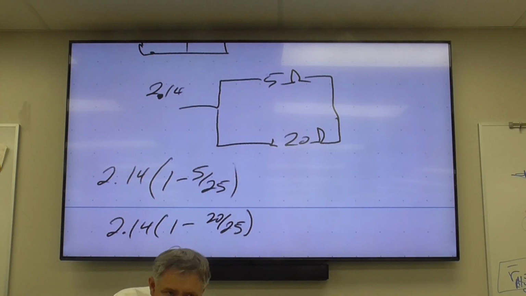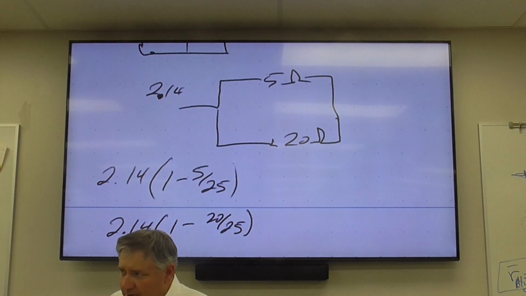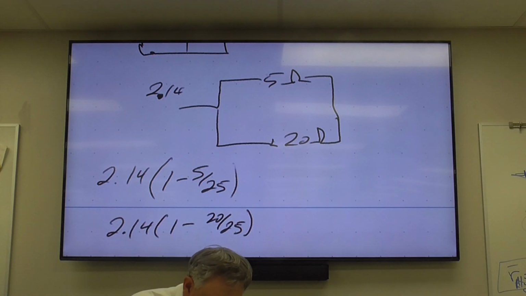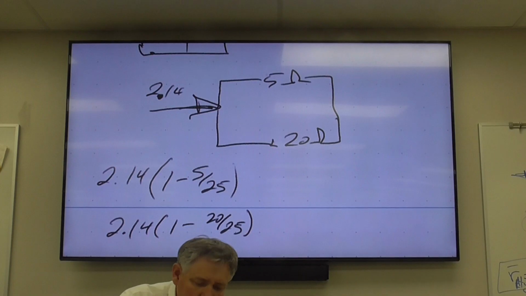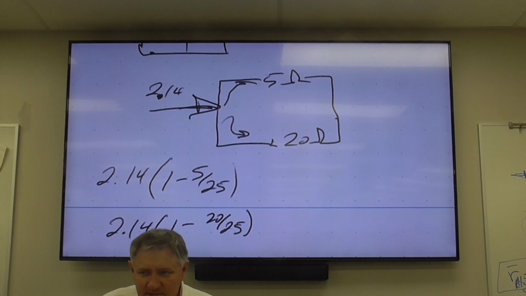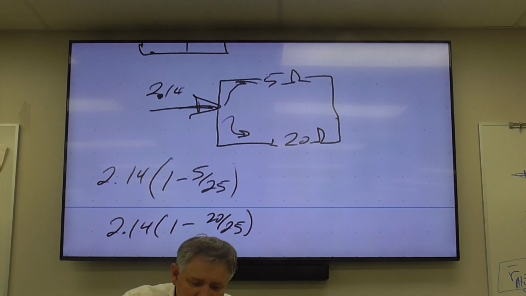So, this is a method that I like because it's more mathematical, okay? Going into here, you have 2.14 amps. This is going to get split. So, here's the question. Jaden, which one is going to have more current? The 5 ohm or the 20 ohm?